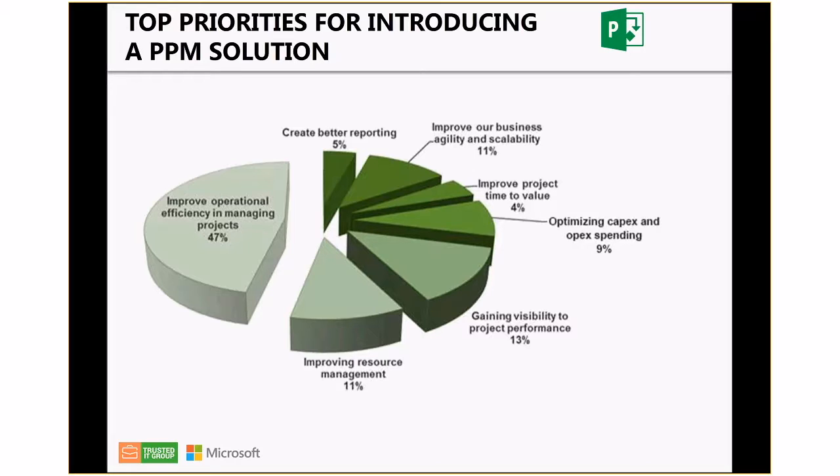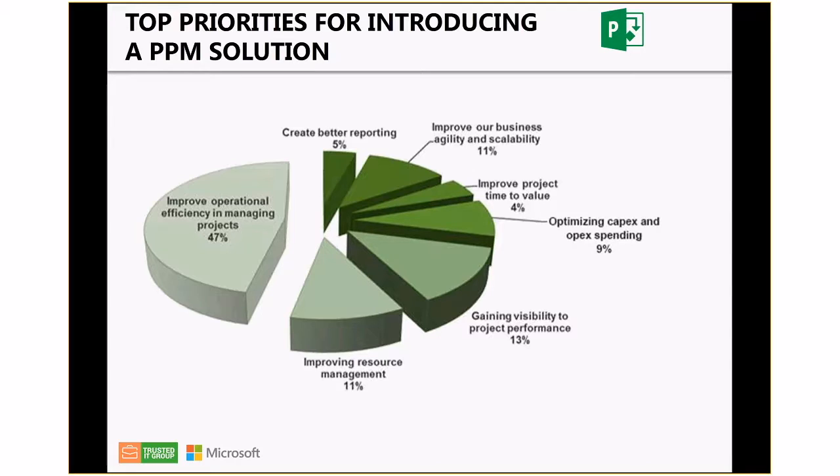They're using Excel for one thing. They're documenting their issues and risks in Dropbox or something like that. And things are kind of scattered all over the place. So 47%, the majority of everyone, says that they're looking to improve operational efficiency in managing the projects. By putting everything into one PPM solution, you can assume that you're going to have this operational efficiency.